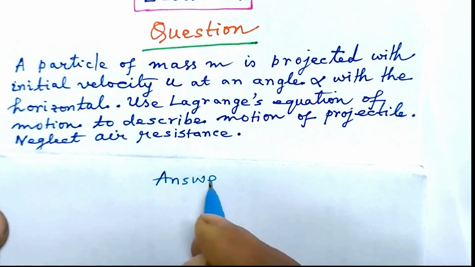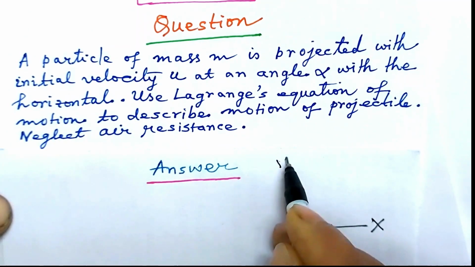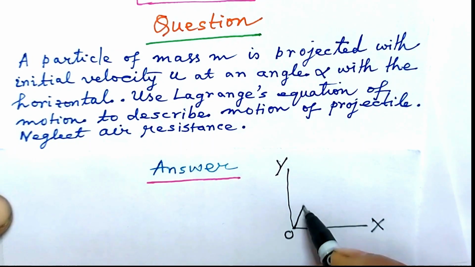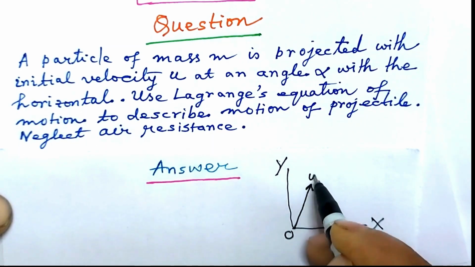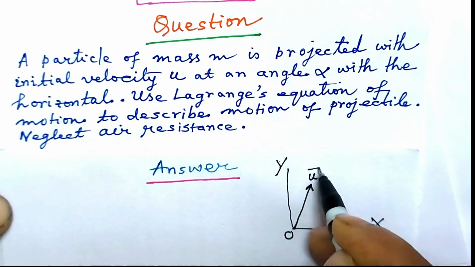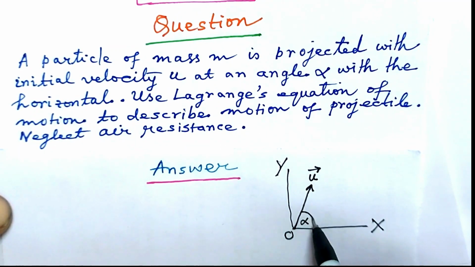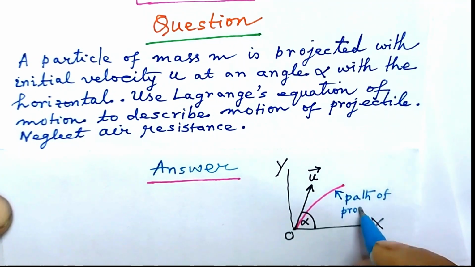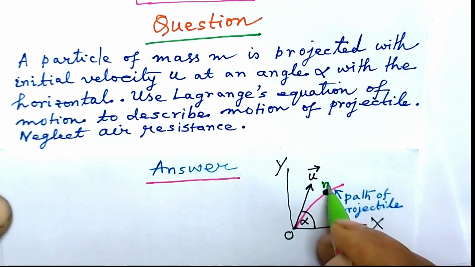We come to the answer now. This is x-axis, this is y-axis, this is the origin denoted by O. Let this vector along this direction represent vector u, the initial velocity. Obviously, it makes angle alpha as per the question. And this curve, say, represents the path of projectile. This represents mass of the projectile m.